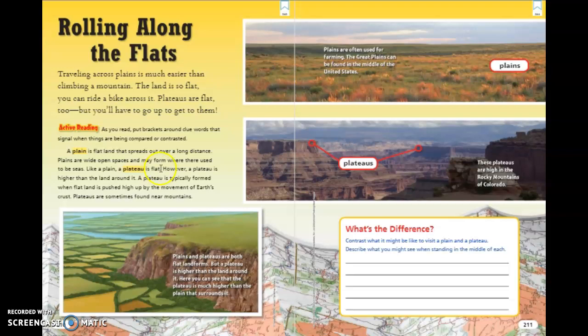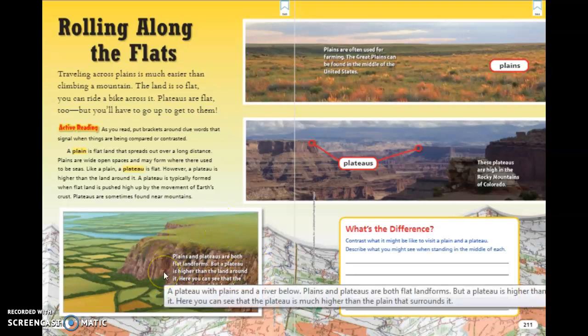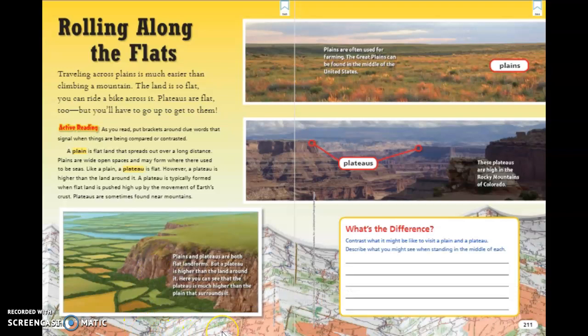The next word that you should have put a bracket around is however. That is showing a difference. They're saying there's a difference when a plateau is higher than the land around it. Now look at the picture below. The text feature, the caption says, plains and plateaus are both flat landforms, but a plateau is higher than the land around it. Here you can see that the plateau is much higher than the plain that surrounds it.